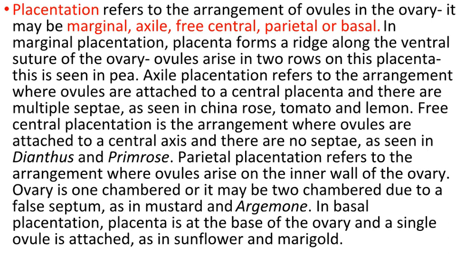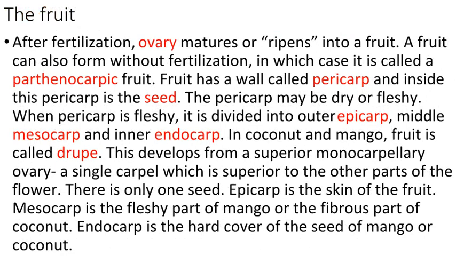In basal placentation, placenta is at the base of the ovary and a single ovule is attached, as in sunflower and marigold. The fruit. After fertilization, ovary matures or ripens into a fruit. A fruit can also form without fertilization, in which case it is called a parthenocarpic fruit. Fruit has a wall called pericarp and inside this pericarp is the seed. The pericarp may be dry or fleshy. When pericarp is fleshy, it is divided into outer epicarp, middle mesocarp and inner endocarp.